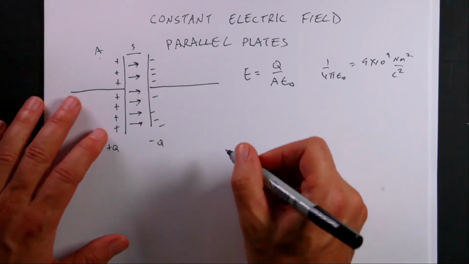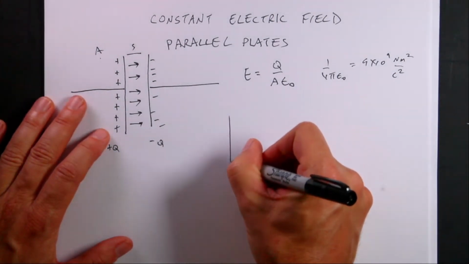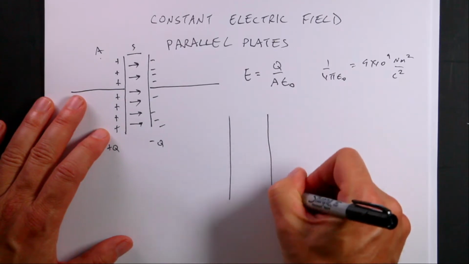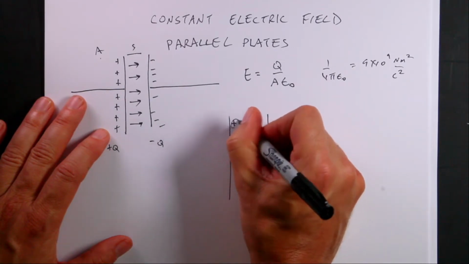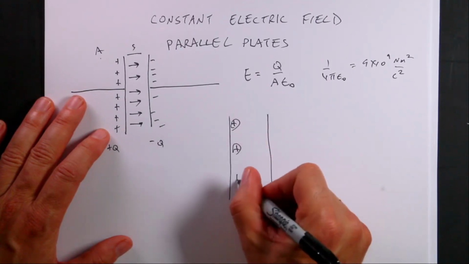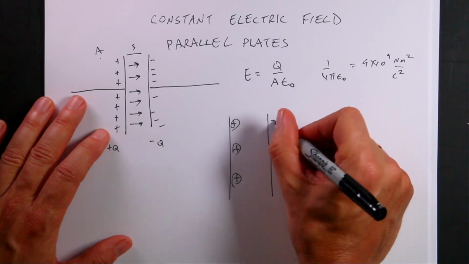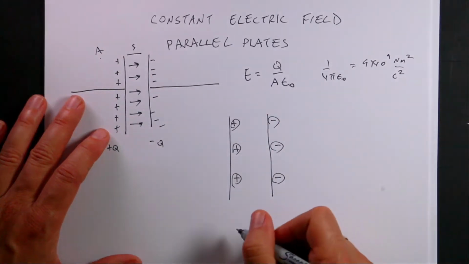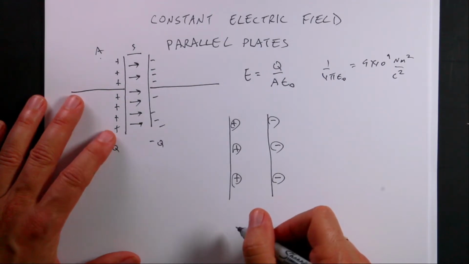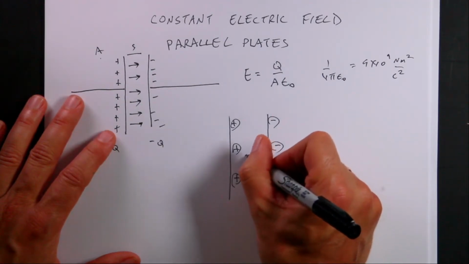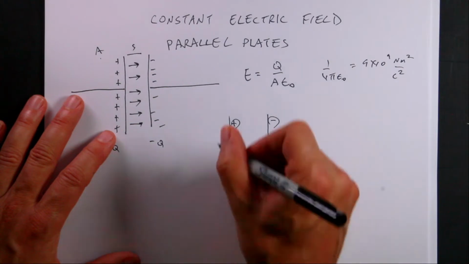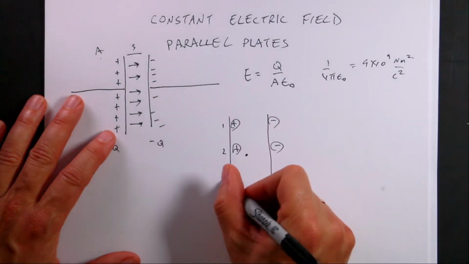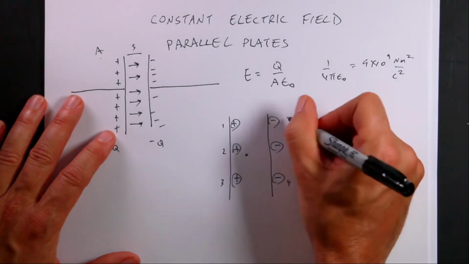So here's what I'm going to do. Imagine that I replaced my plates. Here are the two plates, and let's say I have just a finite number of charges. Let's say I have 3 charges right here and 3 charges right there. And really this should be in 3 dimensions. How could I calculate the electric field at this point? Well, let's label these 1, 2, 3, 4, 5, 6.